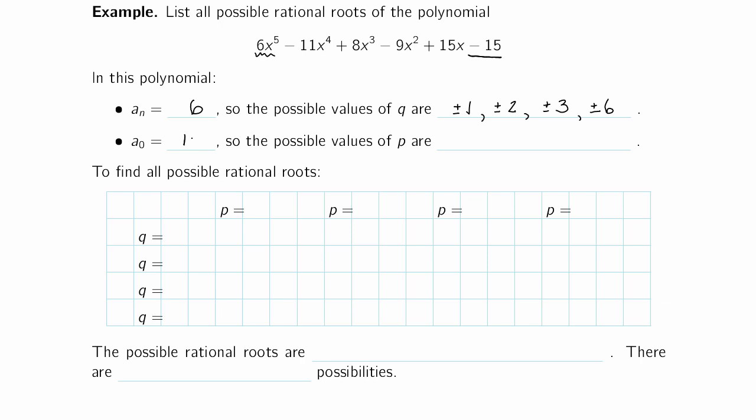Our constant is negative 15. The factors of 15 are 1, 3, 5, and 15. And again, those could turn up as positive or negative, which means the possible rational roots are every possible fraction we could make with this. So q could be plus or minus 1, plus or minus 2, plus or minus 3, plus or minus 6. p could be plus or minus 1, plus or minus 3, plus or minus 5, plus or minus 15. Every possible fraction p over q. I'm going to leave out the plus or minus just to not write it over and over again as I'm making this table.